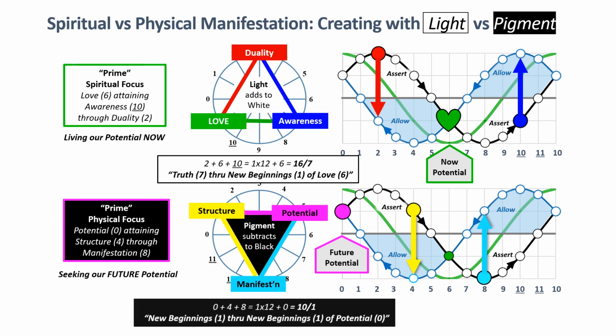Sure enough, the base 12 numerology of the three primary themes of pigment underscores this, where 0 plus 4 plus 8 equals 12 in base 10, which is the double digit 10 in base 12, one cycle of 12 plus 0. And the double digit 10 resonates with the 1 plus 0 equals 1 energy of new beginnings through new beginnings of potential, basically of achieving potential for potential's sake with no regard to love.